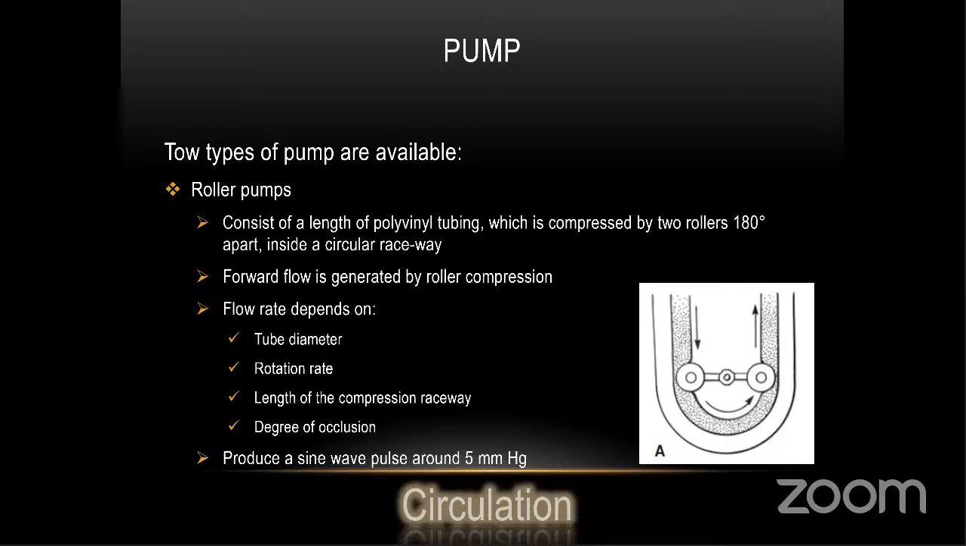So flow rate depends on the tube diameter, rotation rate, degree of occlusion or compression, and the length of the compression raceway, and it usually produces a sine wave pulse of around 5 millimeters of mercury.